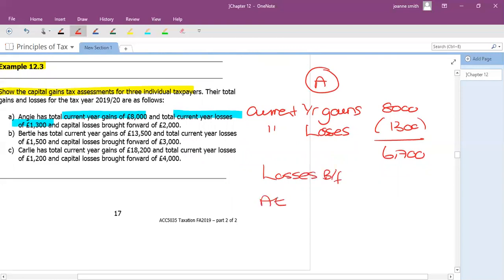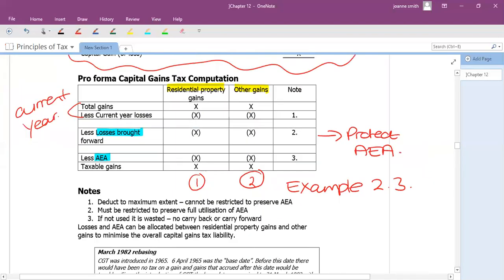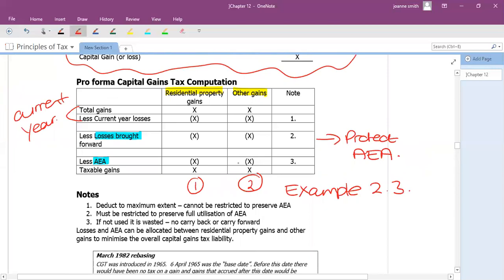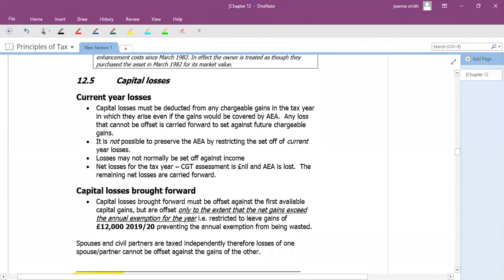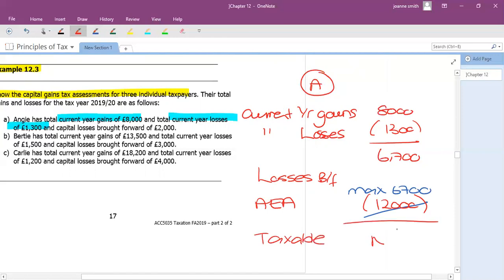her annual exemption. So remember what we said on the previous page, that we always aim to protect that annual exemption. So we want to use that in priority to the losses that might be brought forward. And that's exactly what we're going to do for Angie, because the annual exemption is 12,000 and her net gain is only 6,700. So the most that she can actually use is that amount. So the rest of the annual exemption is in fact going to get wasted, and the amount that's taxable is 0.